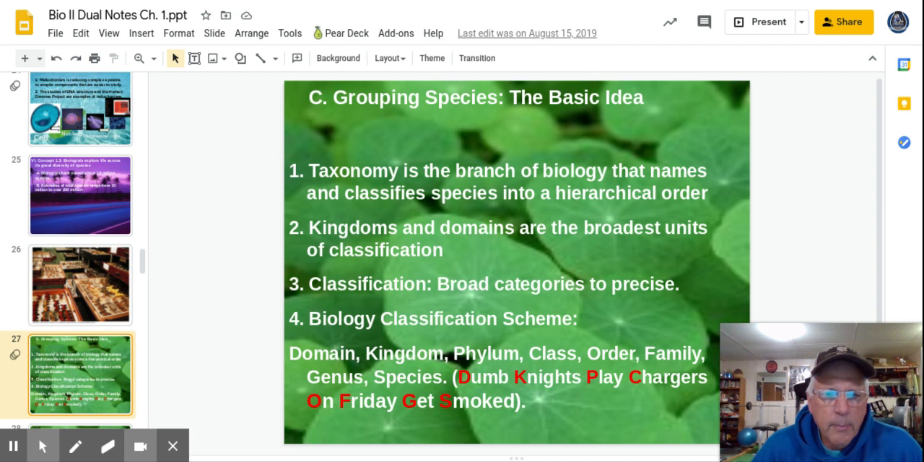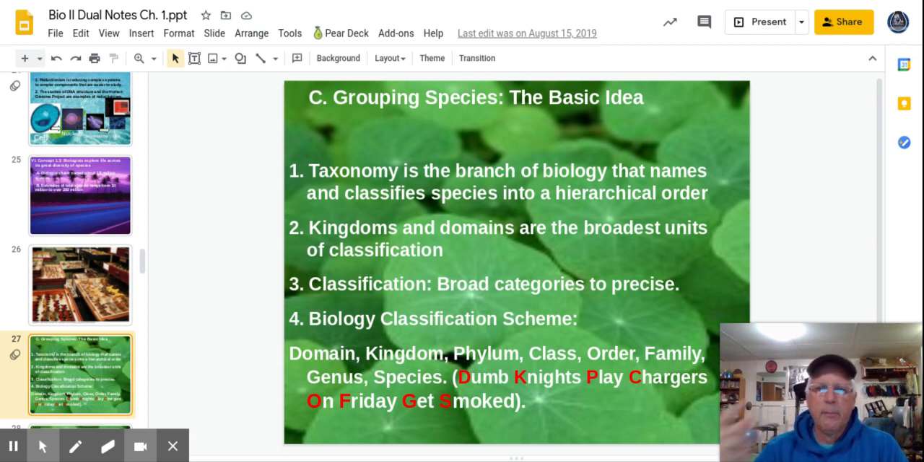And I always like this saying. It's kind of a local thing my students came up with years ago to remember these. You'll be surprised how many of you will say this to yourself on the test: Dumb Knights Play Chargers on Friday, Get Smoked. Little play on words there, but domain, kingdom, phylum, class, order, family, genus, species. That's the classification group I'd like you to memorize and know.